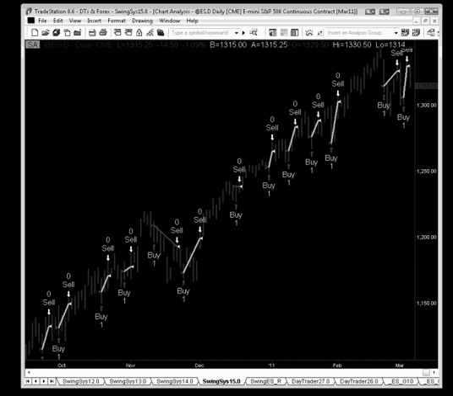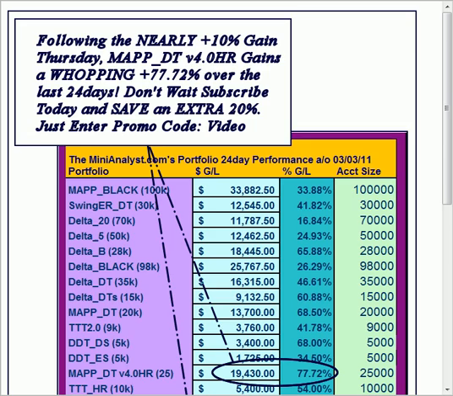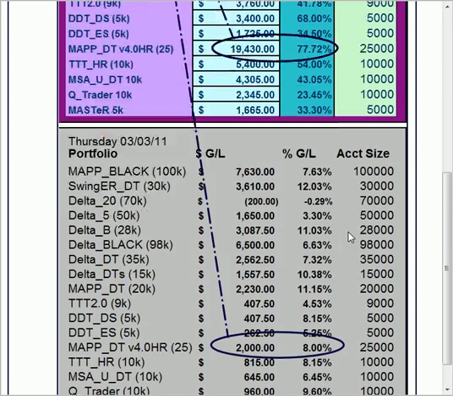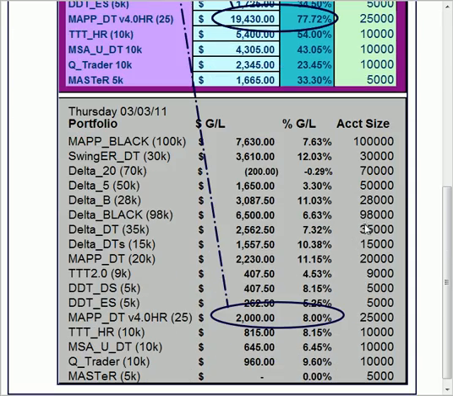So we're going to go ahead and look over at our portfolios, and there you see how we've been participating nicely. Yesterday, Thursday, Matt Black, $100,000 portfolio, gained $7,600. Certainly the big winner of the day.